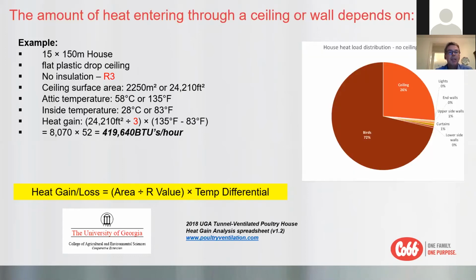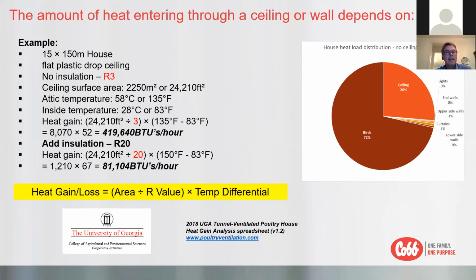If I simply add good insulation, a well-insulated roof, that heat gain drops dramatically. I can drop it by 80%. So instead of 400,000 BTUs, I now only gain 80,000 BTUs from my ceiling. So roof insulation is very, very important.